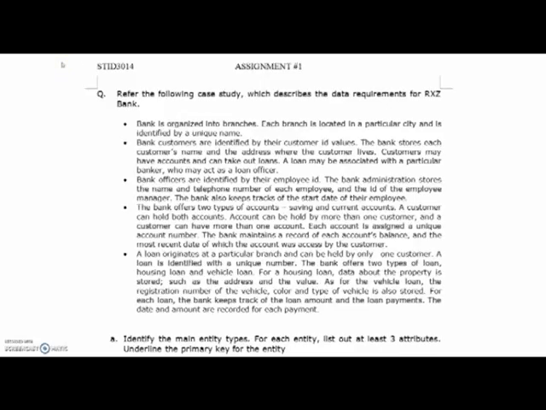The question of my assignment is a case study question. We need to use the description of the data requirements of the RXZ Bank to identify the main entity types. For each entity, list out at least 3 attributes. Underline the primary key for the entity. So let's check out how we're gonna solve the first question.